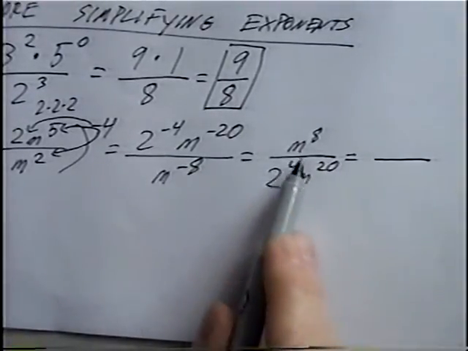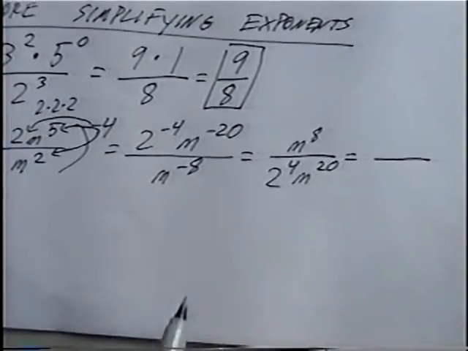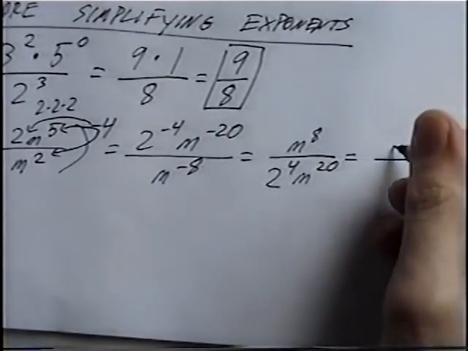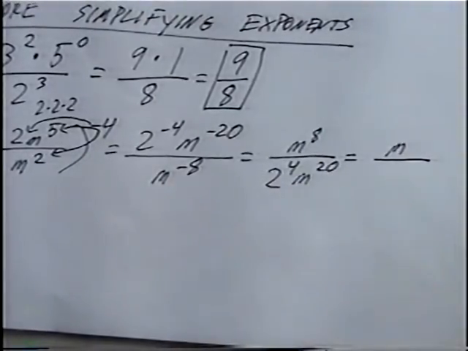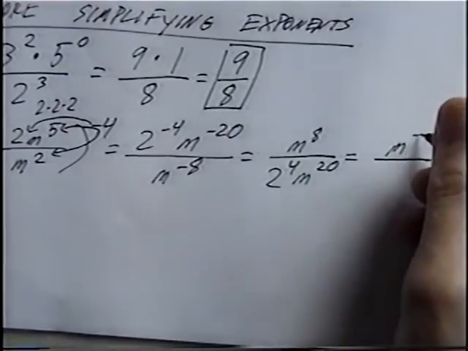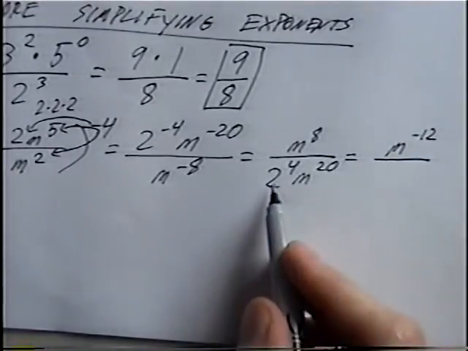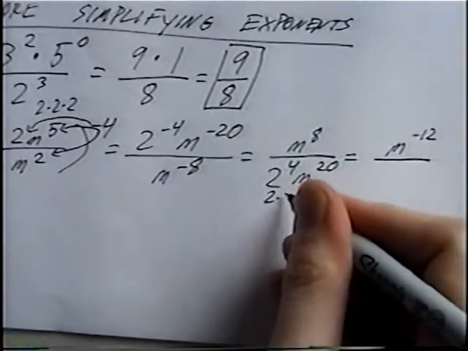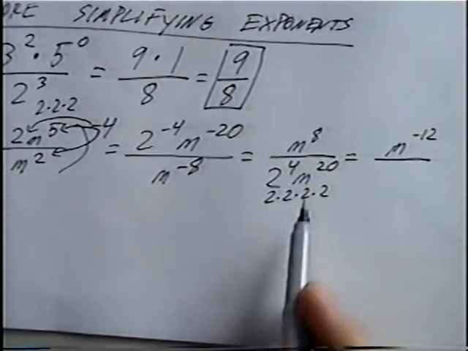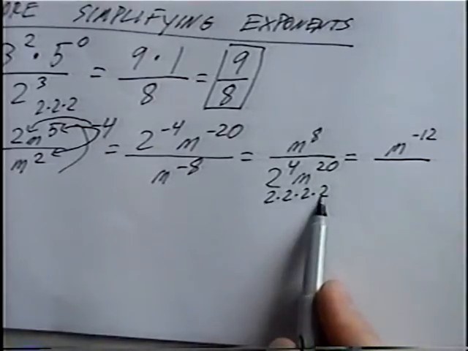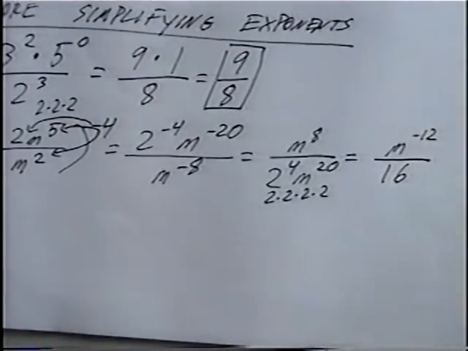Simplifying, the m's you can combine. These will be subtracting. Anytime you divide exponents, if they have the same variable, exponents you can subtract. 8 minus 20 would be negative 12. 2 to the 4th power is 2 times itself 4 times. 2 times 2 is 4, times 2 more is 8, times 2 more is 16.